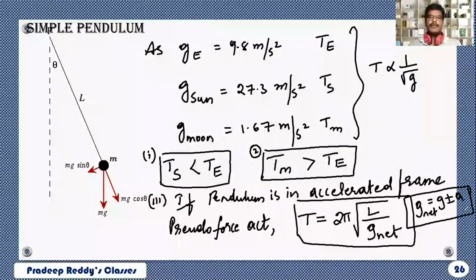So, for example, if you are taking a pendulum in a lift, when the lift is going up, the acceleration due to gravity is g plus a. Therefore, time period decreases. Similarly, if the lift is coming down, acceleration due to gravity is g minus a. In such a case, time period increases. So likewise, if the pendulum is in an accelerated frame, pseudo force will be acting on that bob. Because of that, time period can be taken as T equal to 2 pi under root L divided by g net.